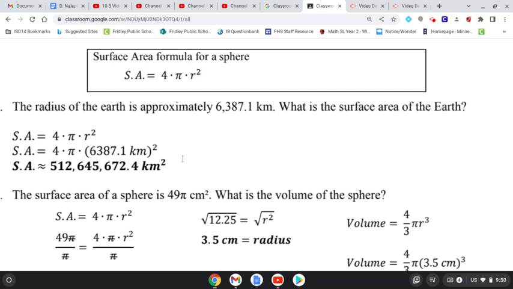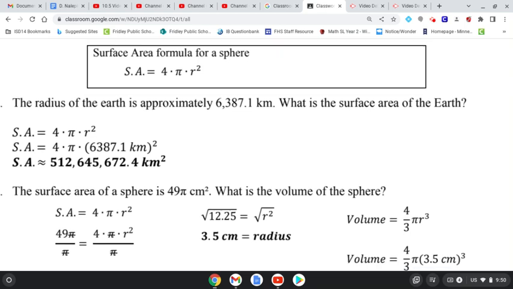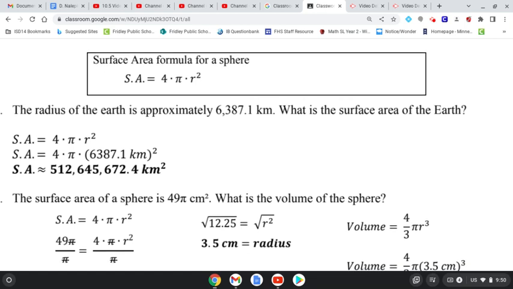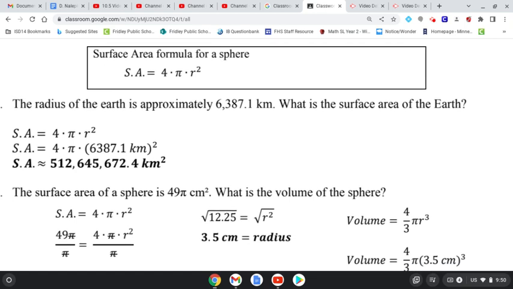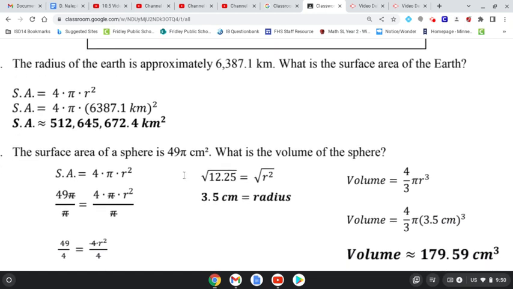And we're not in kilometers cubed this time, we're in kilometers squared, because we want to find the surface area on the Earth. This is area, not volume. And there we go. So that's a big number. What is this? 512,645,672.4 kilometers squared. This is square kilometers. All right. So we'll go ahead and pause the video and let the students write that down, ask questions, then we'll go to the next one.